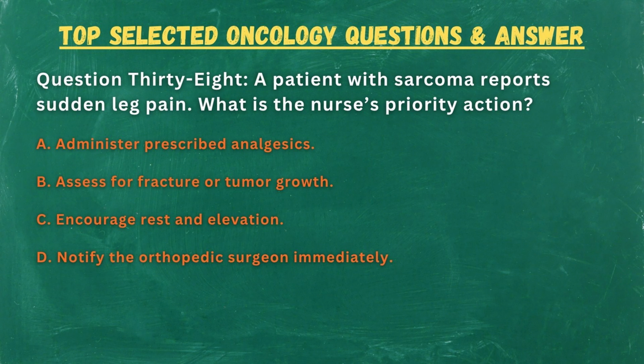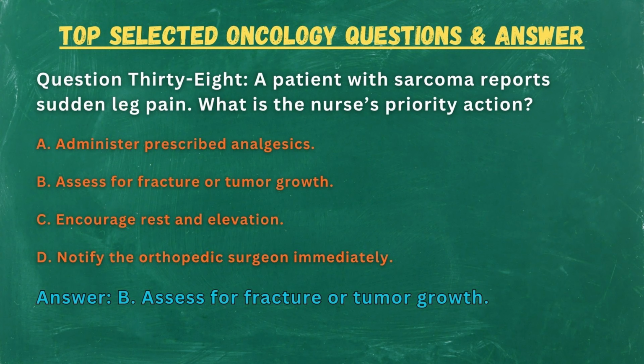Question 38. A patient with sarcoma reports sudden leg pain. What is the nurse's priority action? A. Administer prescribed analgesics. B. Assess for fracture or tumor growth. C. Encourage rest and elevation. D. Notify the orthopedic surgeon immediately. Answer: B. Assess for fracture or tumor growth.